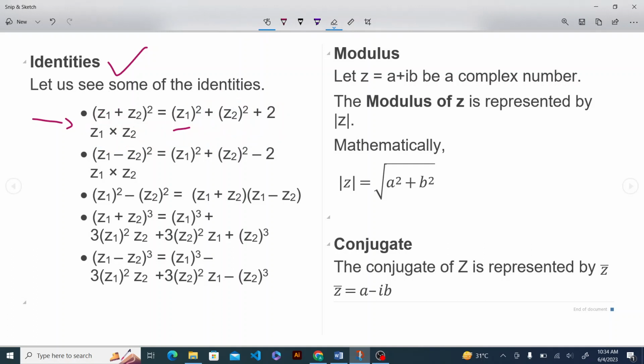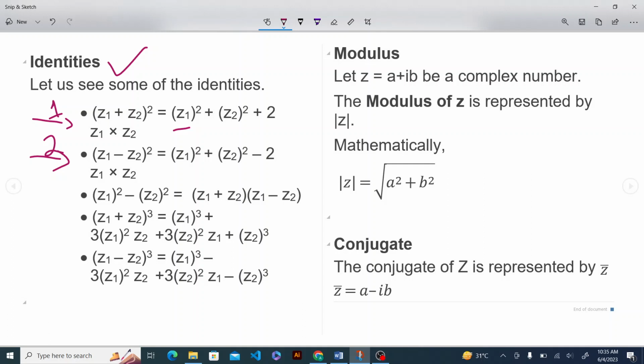Let's see the second identity. This was the first one, this is the second one. The second one is for subtraction, (z1 - z2) whole square. This is equal to z1 square plus z2 square minus 2 z1 z2.